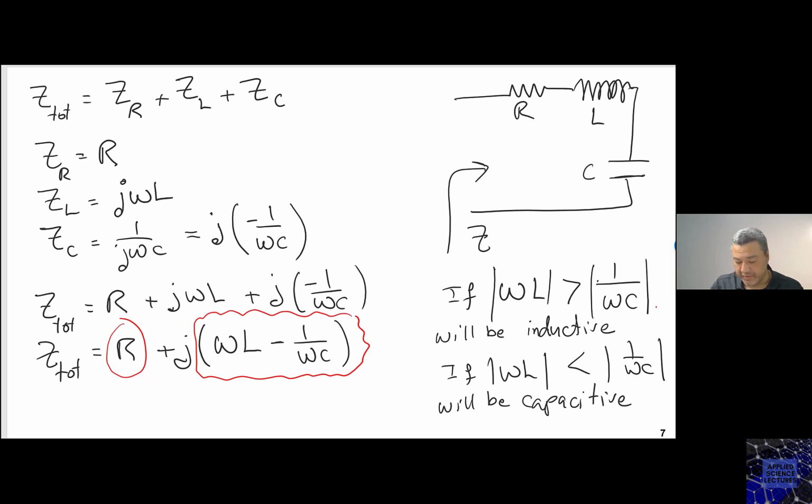So here, this is going to be positive. The reactive part here is going to be negative. Why? Because as you can see, they're of opposite signs. So whichever is greater in magnitude will dominate. If omega L is greater in magnitude at that frequency, remember this is frequency dependent.